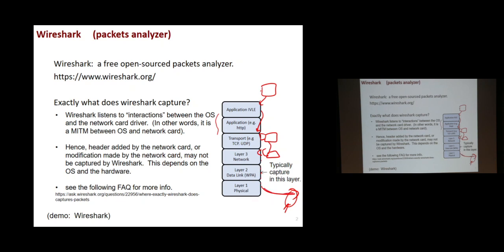When you send, it's sent through the physical layer. It turned out that Wireshark will capture somewhere around here, depending on the OS, the machine, and the network card. It's not the same for every machine and OS. Typically it captures around here, so you are able to see the MAC address, and you may not see some information that is added below.